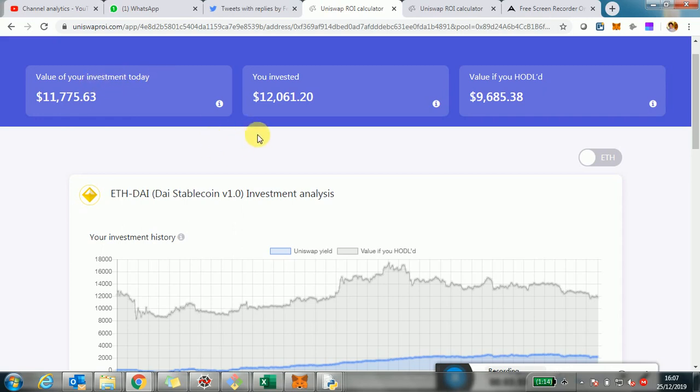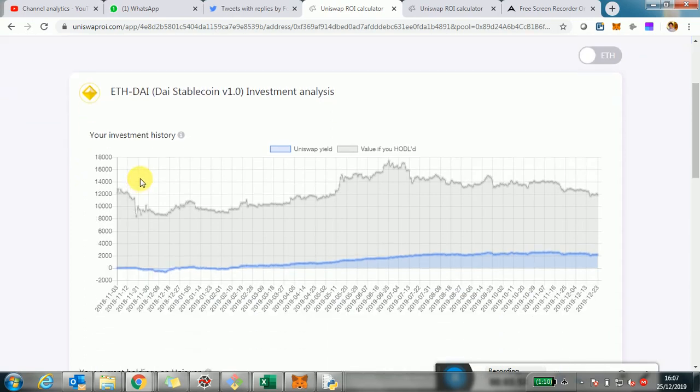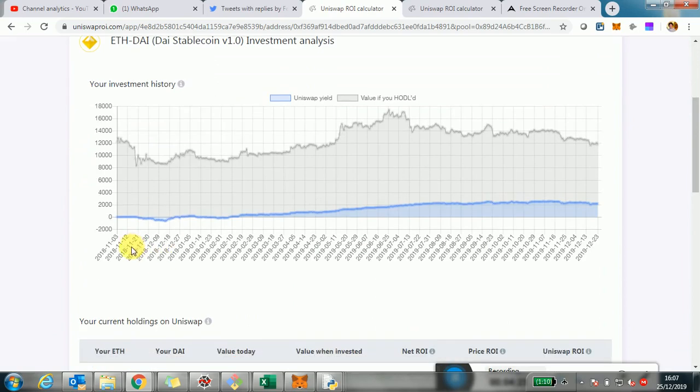Now, for example, if we look at this first example, the Ethereum DAI pool. If we go back, we see that there was only one investment made on November 2nd, 2018. And this was really the seeded investment, the investment that seeded the pool made by the founding team of Uniswap. And it was made on November 2nd, so about 13 months ago. And so that's why we see the chart here. It starts from November 3rd, going forward up to a couple of days ago.